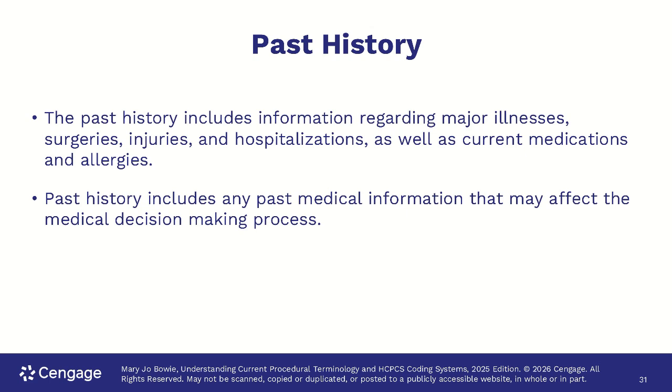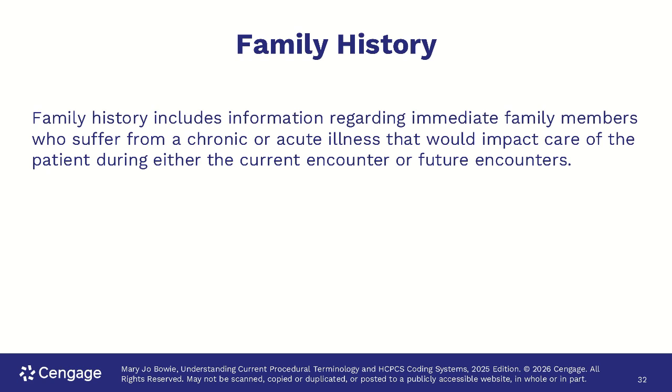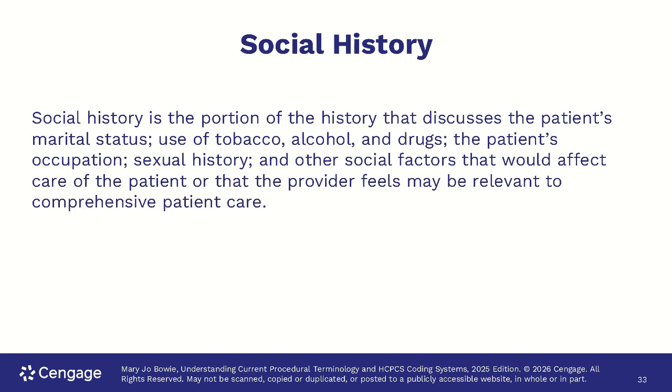So, past history does include information regarding the patient's major illnesses and medications, as I said. It also includes things like if the patient is allergic, have they been hospitalized? And so, past history could impact the medical decision making process. And so, it's important that when it applies, it should be documented. Same thing with family history. Remember, the history and physical exam is not a part of what determines the code level, but it needs to be documented medically appropriate, I think is the key.